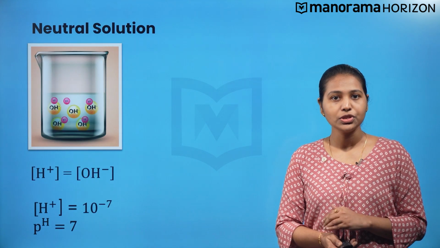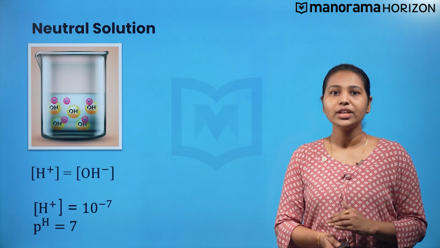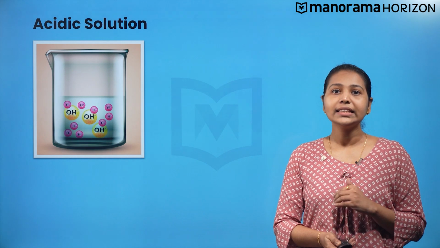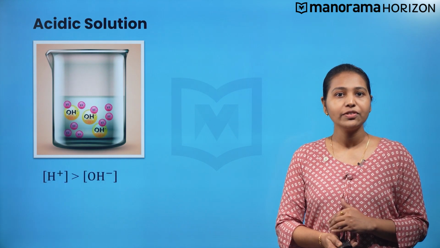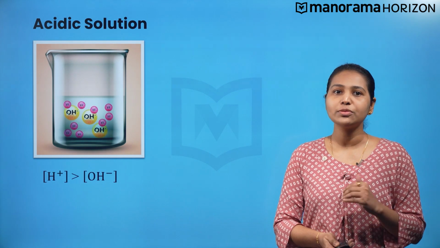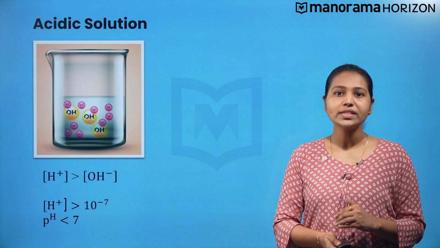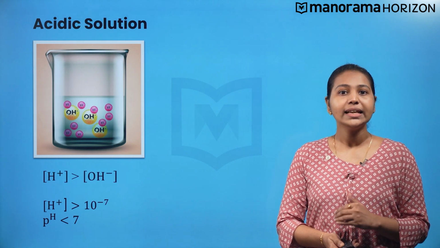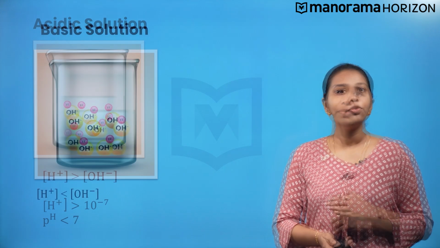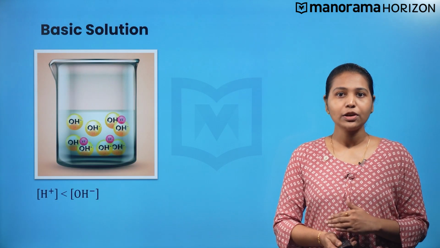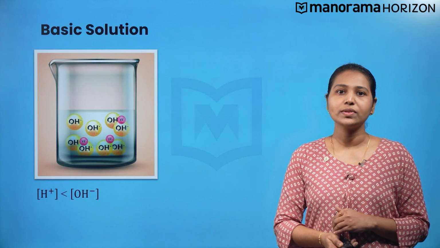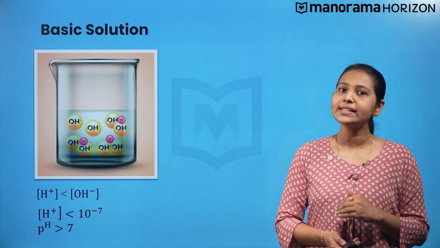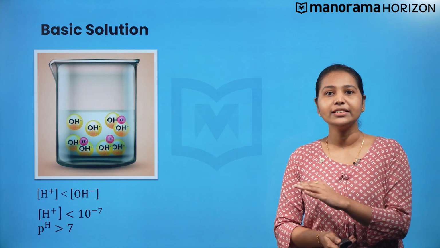That is, in neutral solutions where there is an equal number of hydrogen ions and OH minus ions, the pH would be 7. On the other hand, in the case of acidic solutions, the concentration of hydrogen ions would be greater than that of OH minus ions. Or you can say that the concentration of H plus ions will be greater than 10 raised to minus 7 molar. Then the pH would be less than 7. For basic solutions, the concentration of H plus ions will be less than that of OH minus ions. That is, here the concentration of hydrogen ions will be less than 10 raised to minus 7 molar. Hence, the pH is greater than 7.